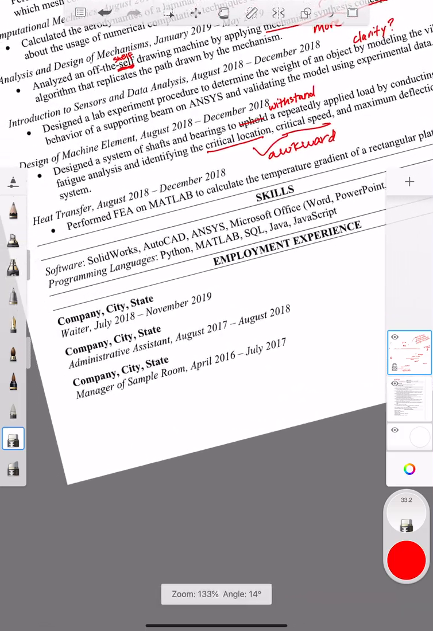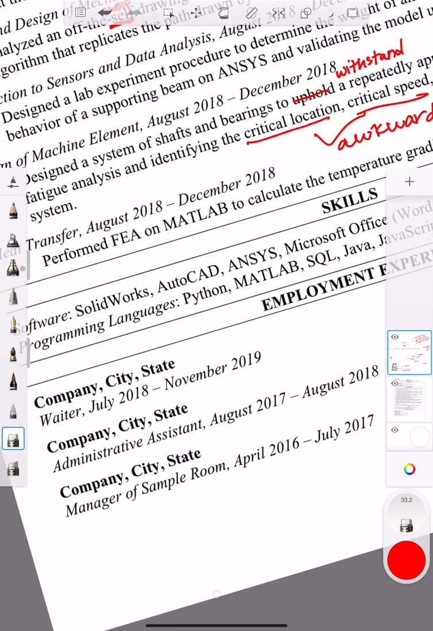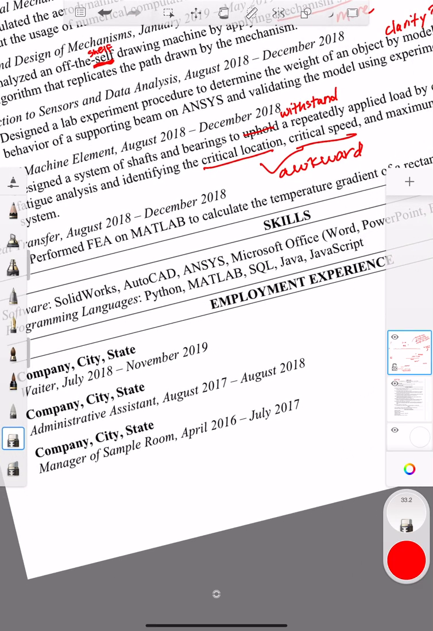Performed FEA on MATLAB. So you perform finite element analysis on a beam or on a structure or on a mechanism. You perform FEA in ANSYS, in MATLAB. So you on versus in.